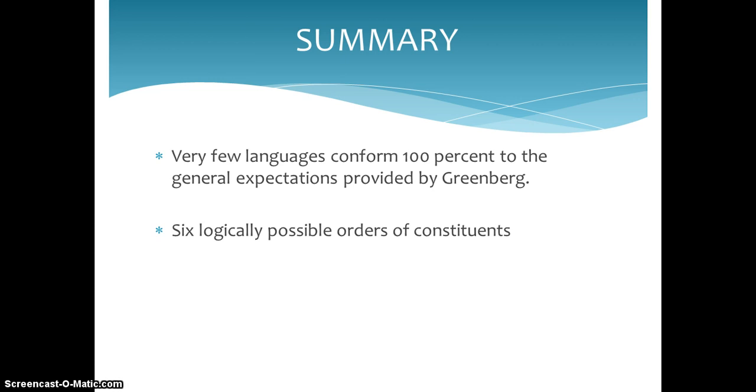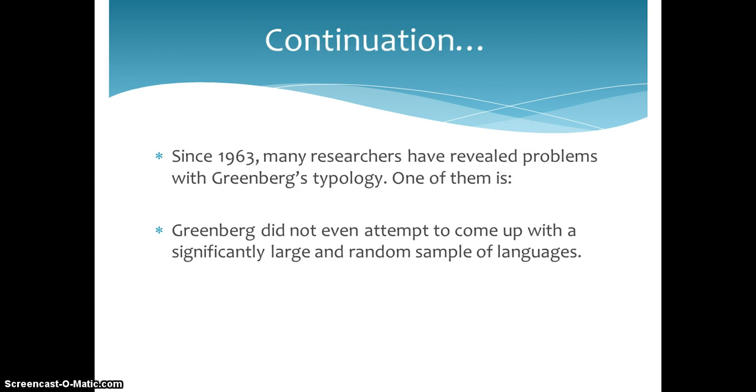In this case, S means subject, O means object, B means verb. Then we have SBO, BSO, BOS, OSB, OBS. And since 1963, many researchers have revealed problems with Greenberg's typology. One of them is that Greenberg did not provide examples of the orders of languages.